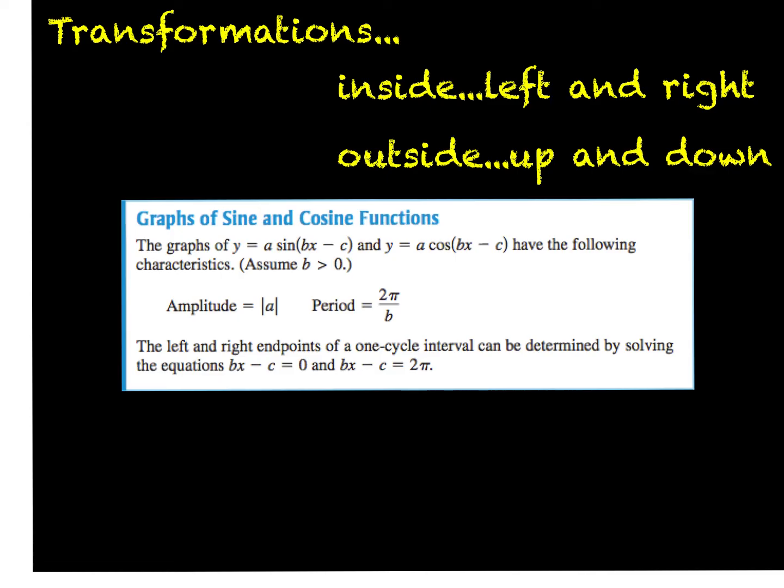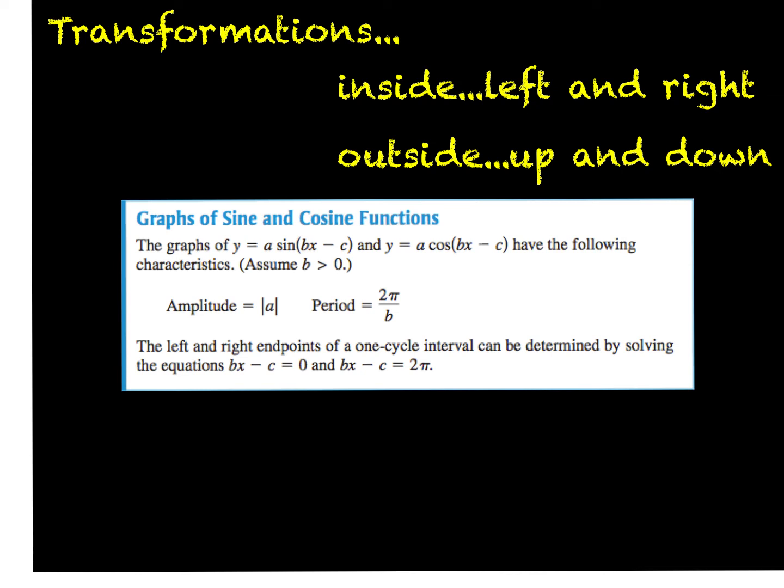Now we're going to talk about transformations. Transformations we've been doing since chapter 1, and we're going to continue to do them. Inside first. If it's inside my function, which way does it move? Left and right. If it adds something, it really goes left. If it's subtracting something, it really goes right. Now, if it's outside of my function, it goes up and down. If it adds something, it goes up. If it subtracts something, it goes down.